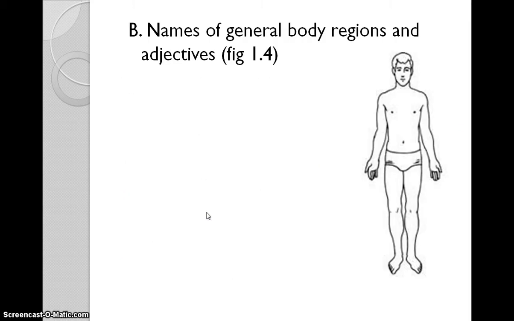The next term we need to look at are the groups of general body regions and many of the adjectives that are associated with these body regions. These are also illustrated in figure 1.4 in your text. Many of the general body regions are pretty basic and are things that we use in everyday language. For example, we all know what the head would be.